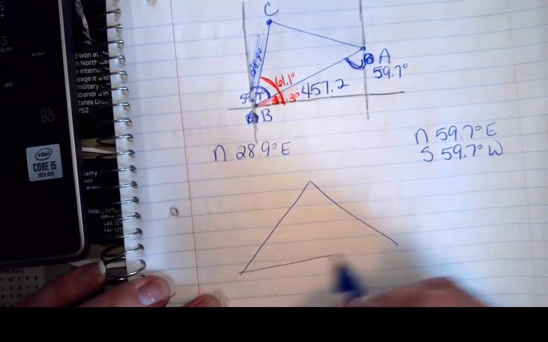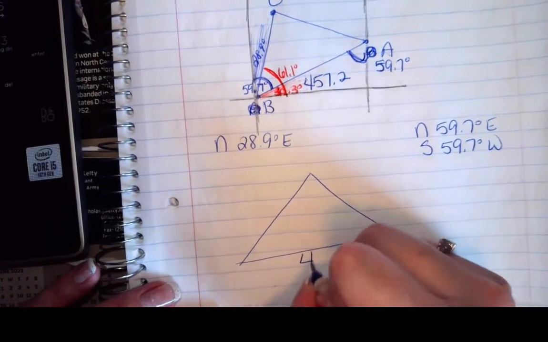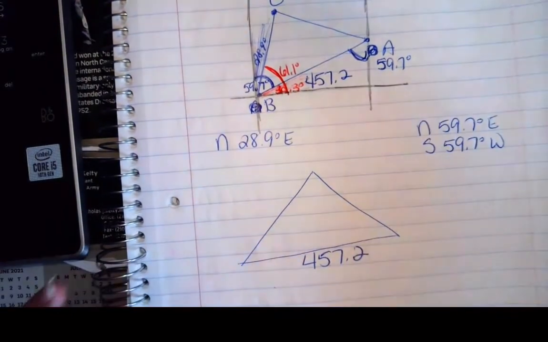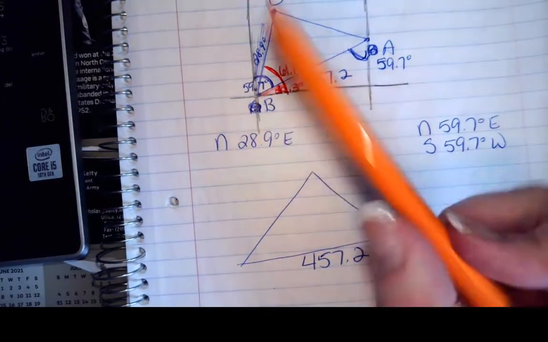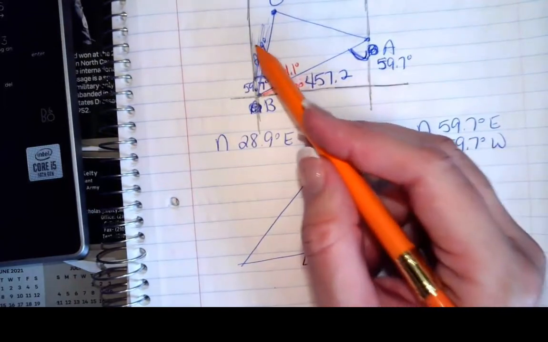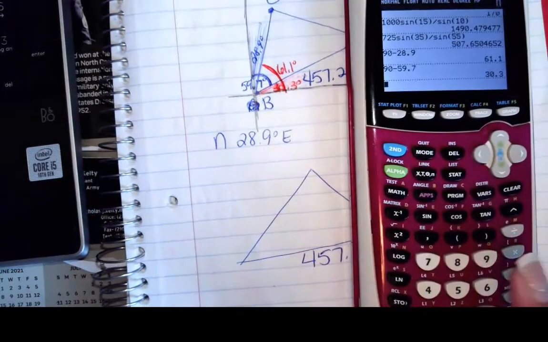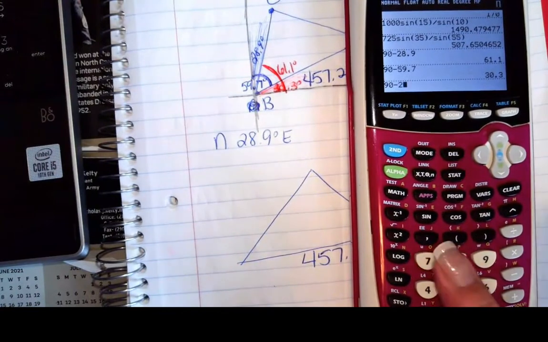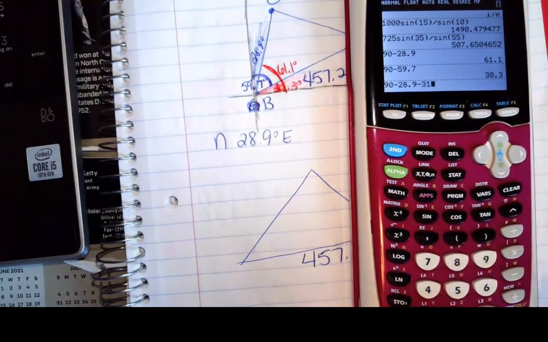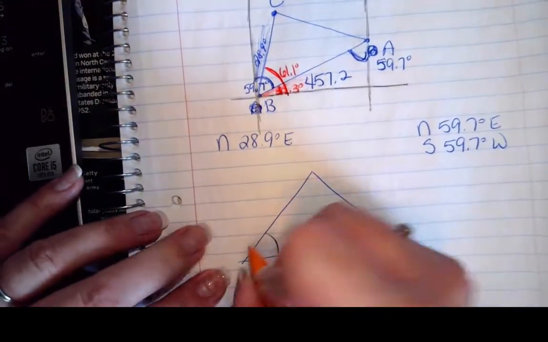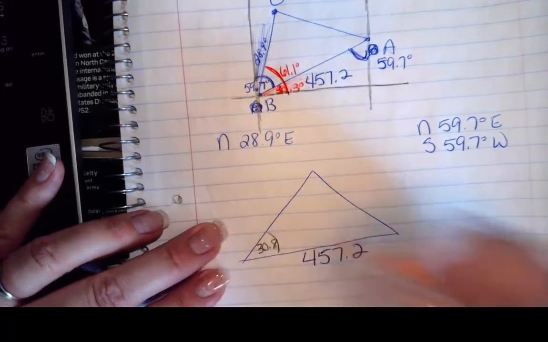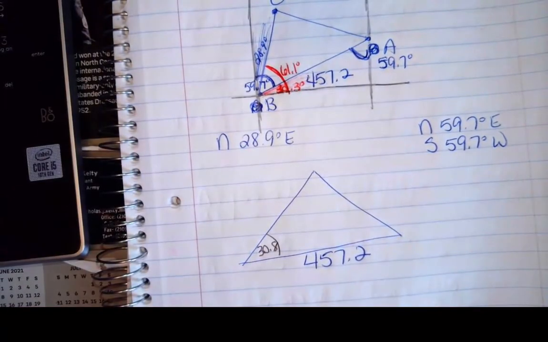So we're just going to draw the triangle this way. So I also know that this is 457.2. Okay, so what else do I know? I know that if I subtract these two shaded parts from 90, so 90 minus 28.9 minus 30.3 gives me 30.8. So this angle measure right here is 30.8. That's what I know so far.